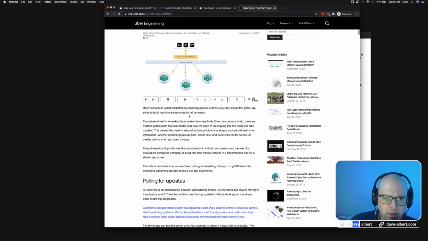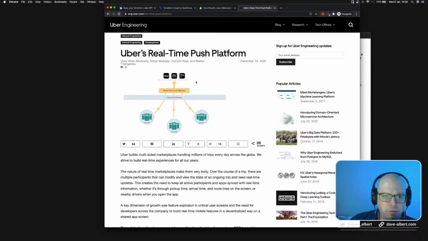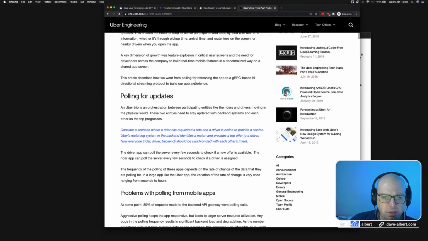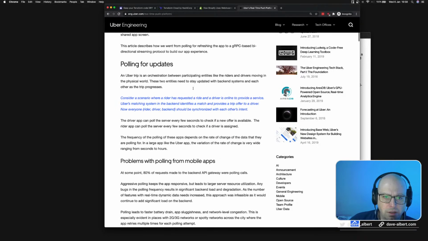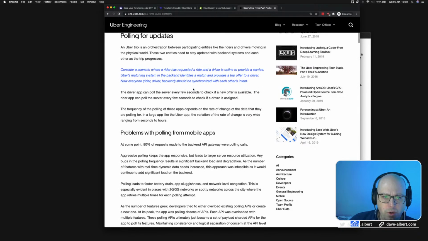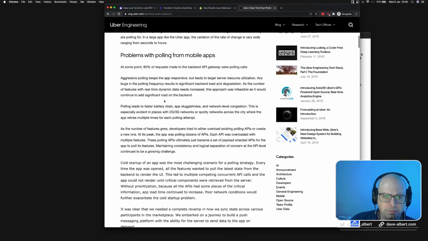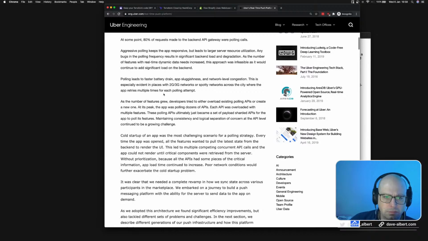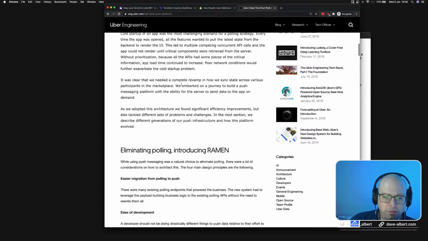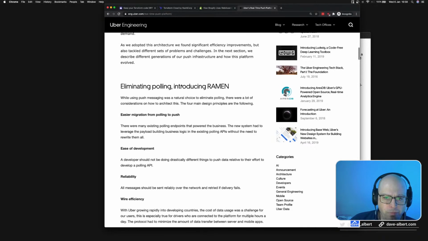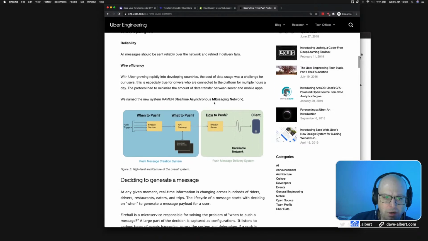So just looking through this, Uber's real-time push platform. So this is talking about the gRPC versus polling. So the mobile apps were polling their APIs. Sure, that makes sense why that would be inefficient. Real-time asynchronous messaging network.